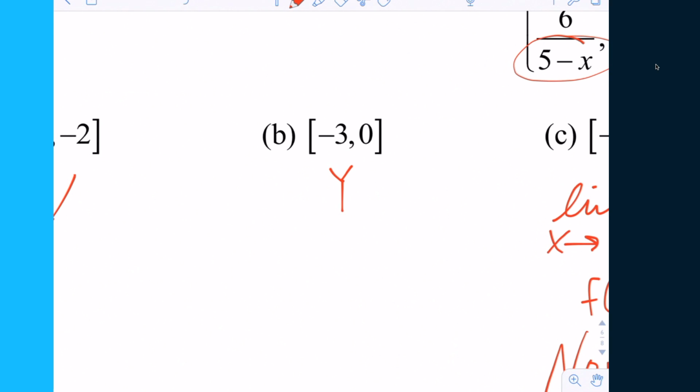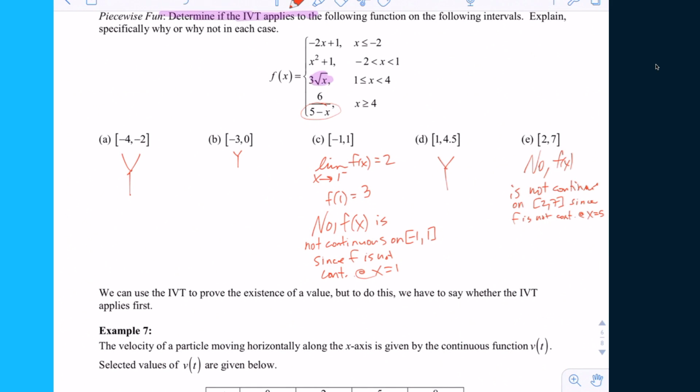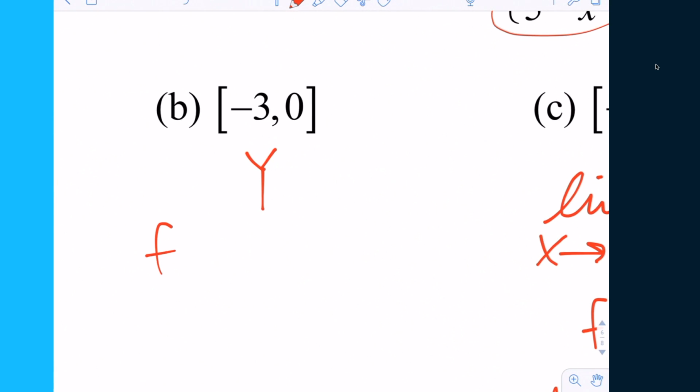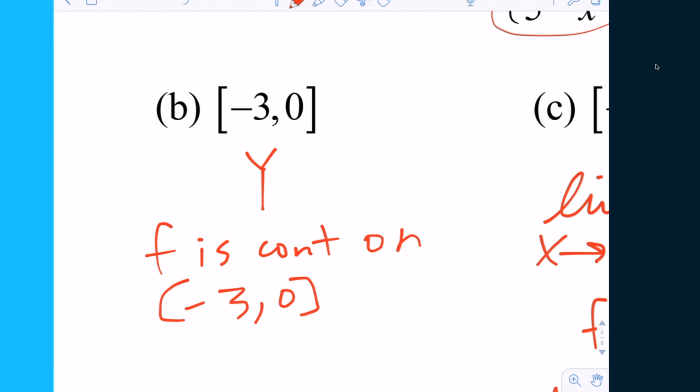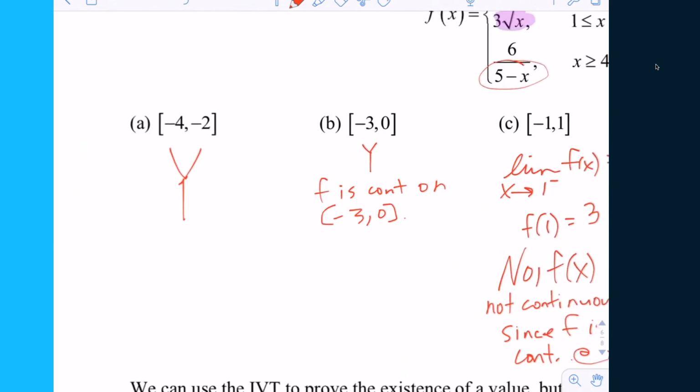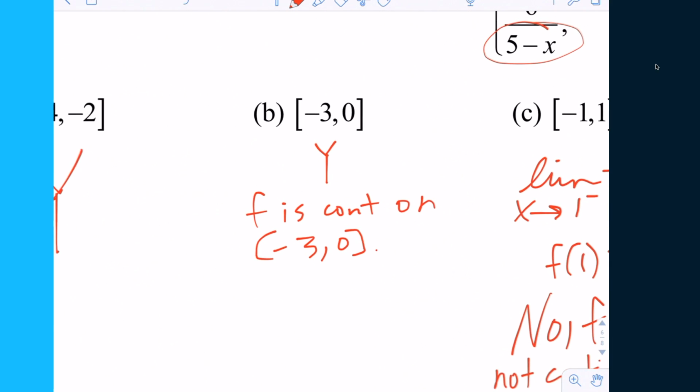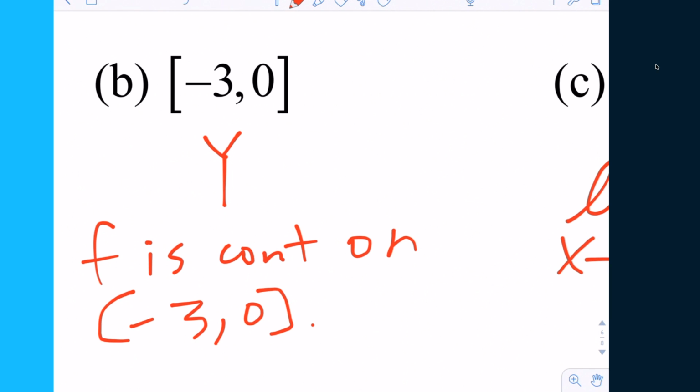Yes, since f of x is continuous on the closed interval from negative 3 to 0. Let's go ahead and write that. Yes, f is continuous on the interval from negative 3 to 0. Well, there's really no sense. You're just answering it. Since f is continuous on the closed interval from negative 3 to 0. Yes. Oh, yes, the IVT applies since. There you go.